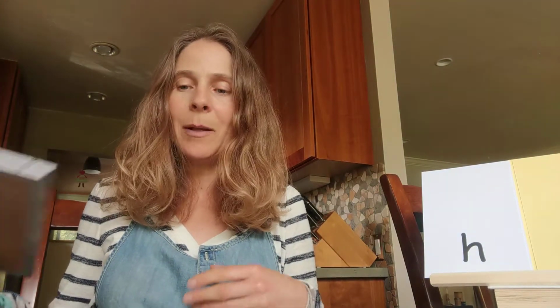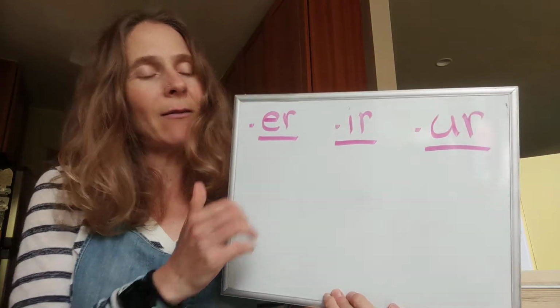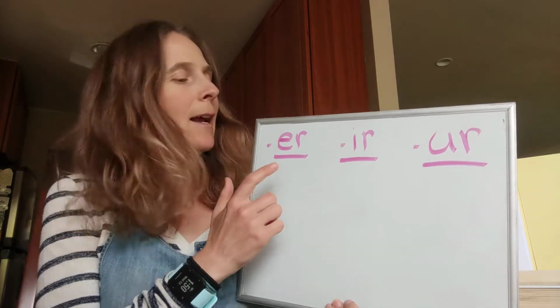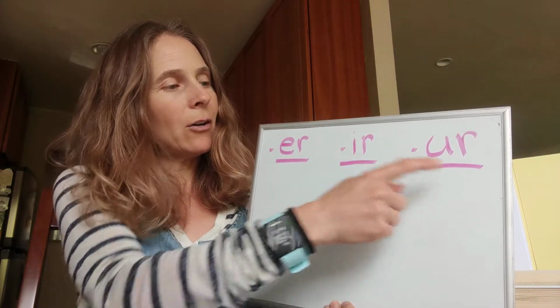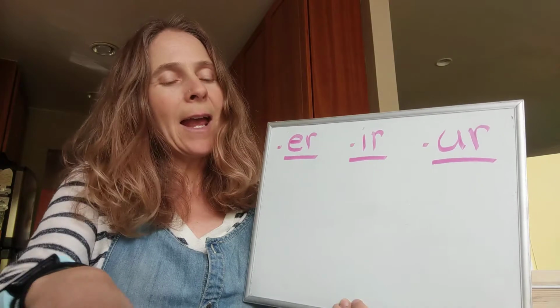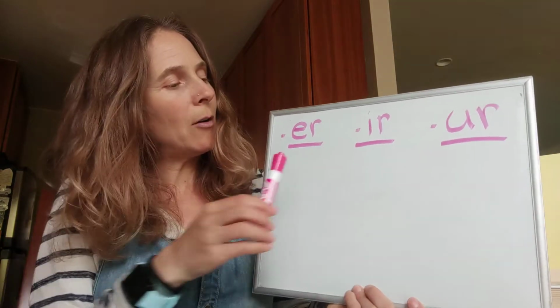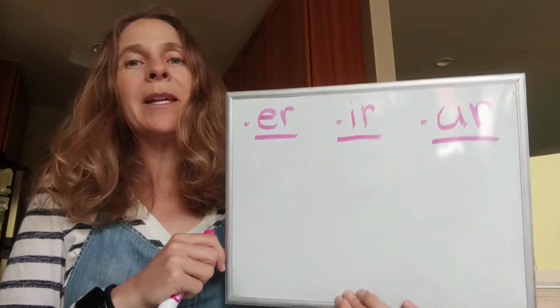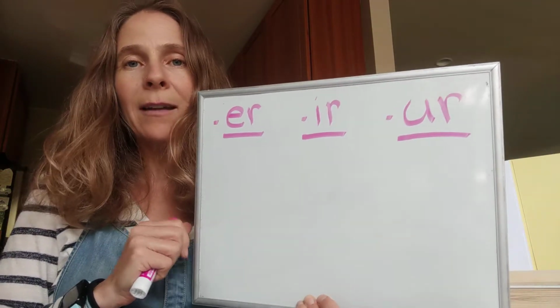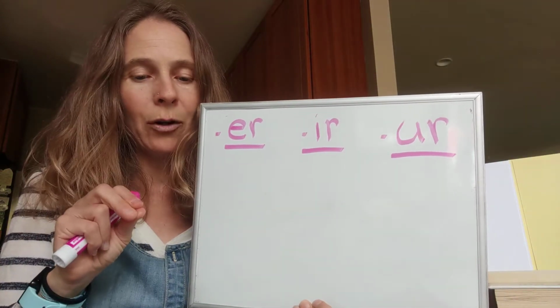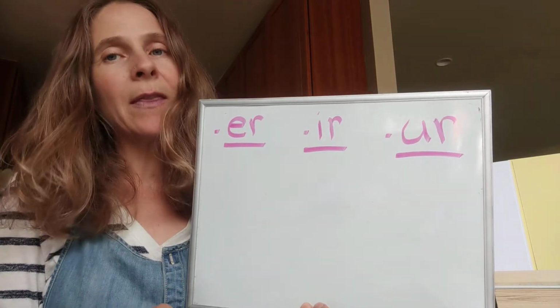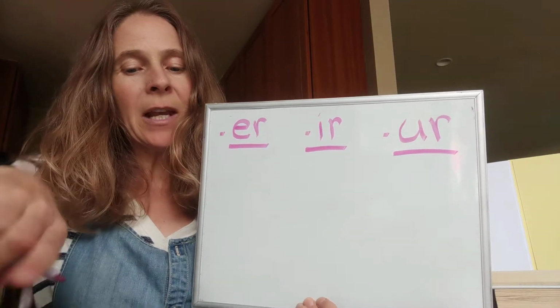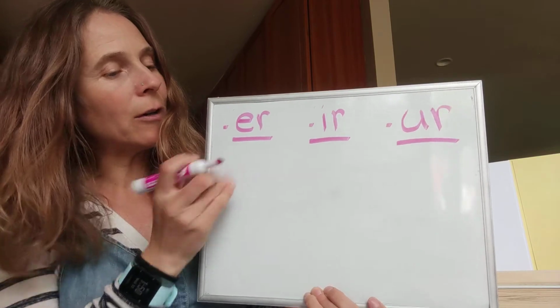Now let's talk about some words that have these spellings in them. I have a little chart here, and I have ER, IR, and UR words. What's kind of cool about all of these sounds is that you will never find them in the beginning of a word. They are always either in the middle of a word, and sometimes they're at the end of a word, okay? Especially ER.